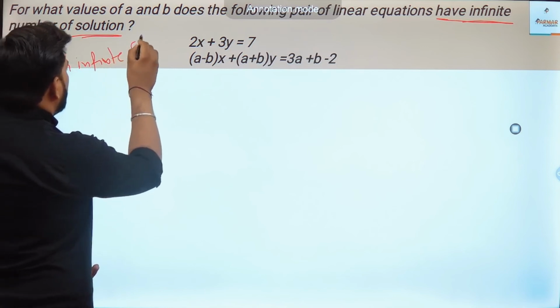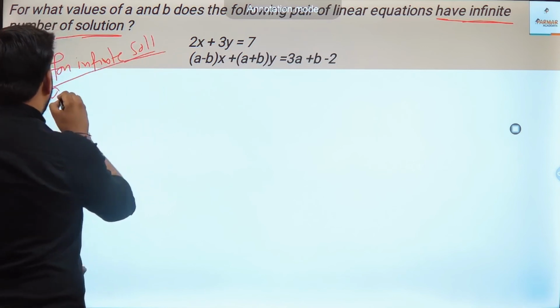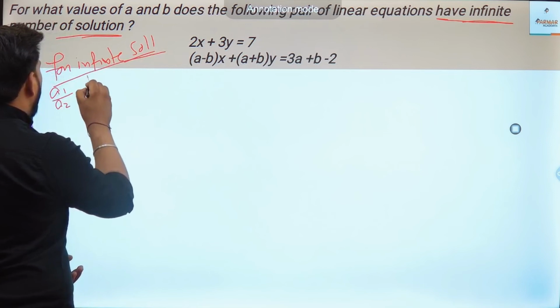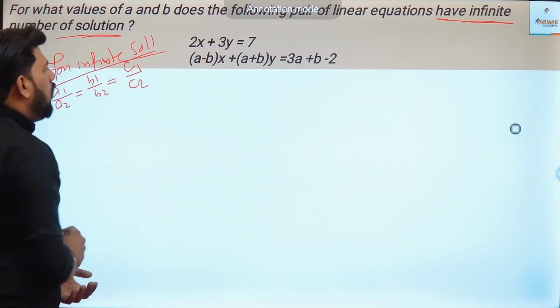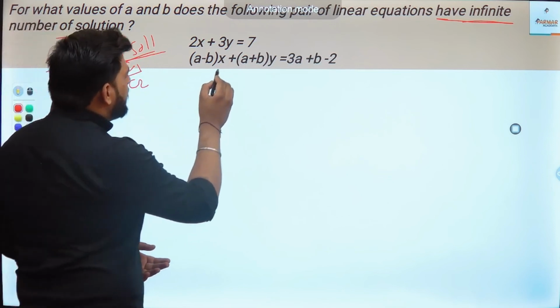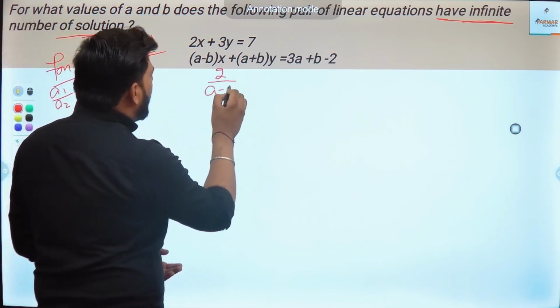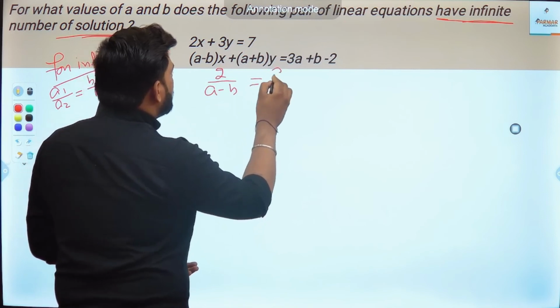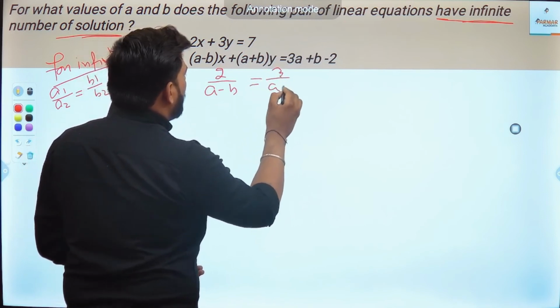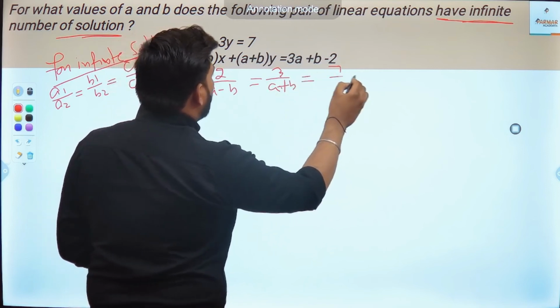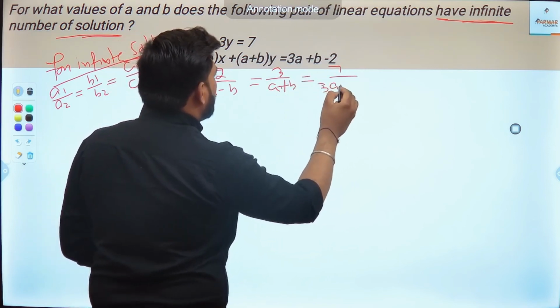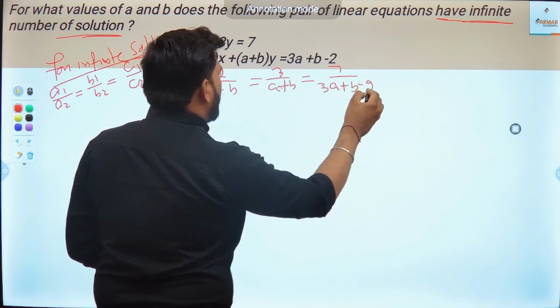For infinite solutions, all three ratios are equal: a1 by a2 is equal to b1 by b2 is equal to c1 by c2. So using this, 2 upon a minus b is equal to 3 upon a plus b is equal to 7 upon 3a plus b minus 2.